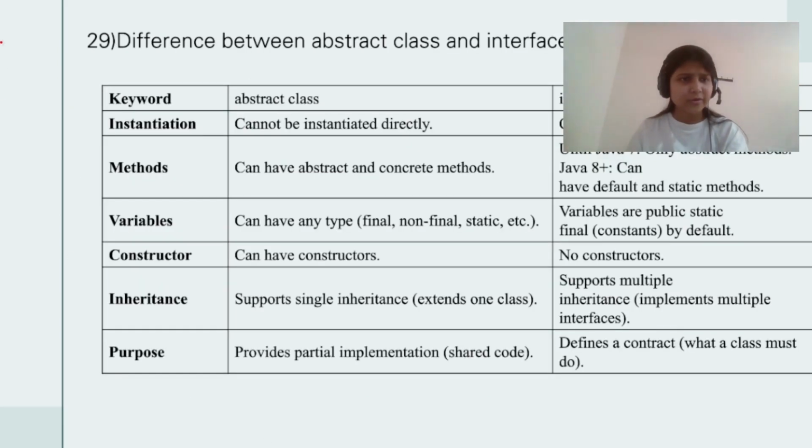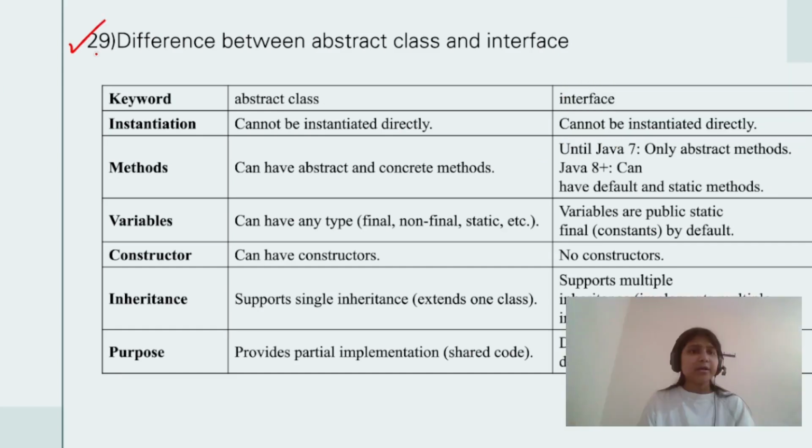So now moving on to our third question: the difference between abstract class and interface. Although we use these two things for implementing abstraction, they have some significant differences. In an interface we can have only abstract methods. We cannot have implemented methods, meaning normal or concrete methods, in an interface. But in an abstract class we can have concrete methods also.